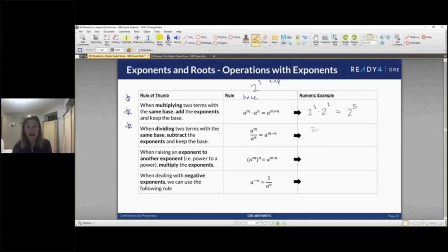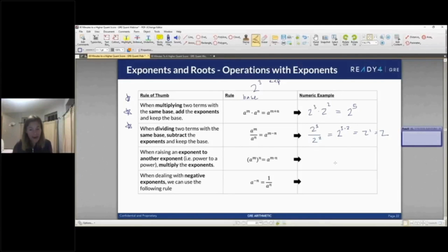Similarly, if you wish to divide numbers that have the same base, now we're not going to add the exponents, we're going to subtract them. So now we get 2 to the 3 minus 2, which is equal to 2 to the 1st, which is just 2. Here we added 3 and 2 to make 5. Here we subtracted 3 and 2 to make 1.